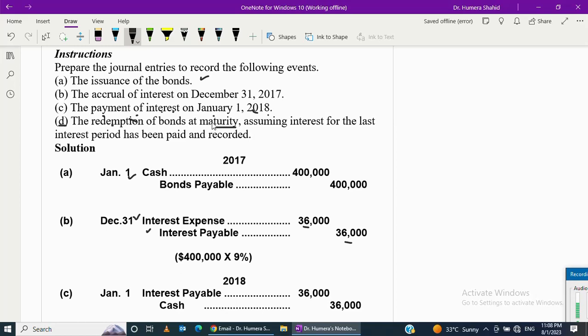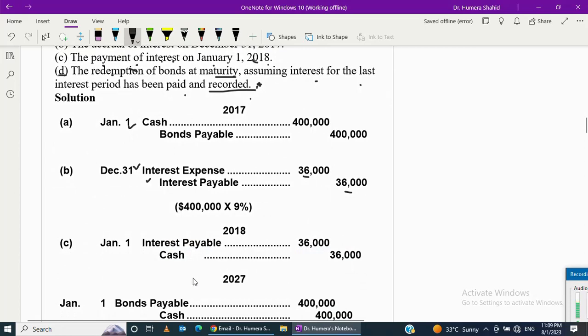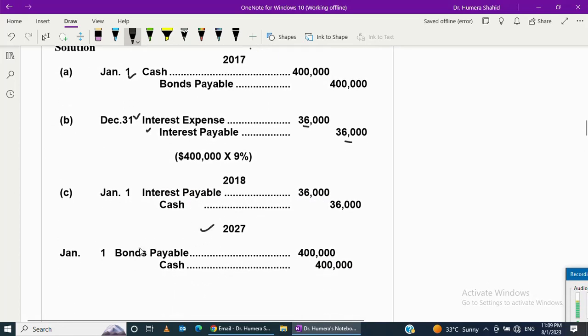But we need to think that this is the last year's interest expense being paid. So can you see here, assuming interest for the last interest period has been paid and recorded. So you don't need to record the journal entry for the interest. It is already recorded and it is already paid. You issued the bonds on January 1st, 2017 and the life was 10 years. So 2027 is the maturity. So if you see here, 2027, bonds payable gets debit and cash gets credit, 400,000 and 400,000.